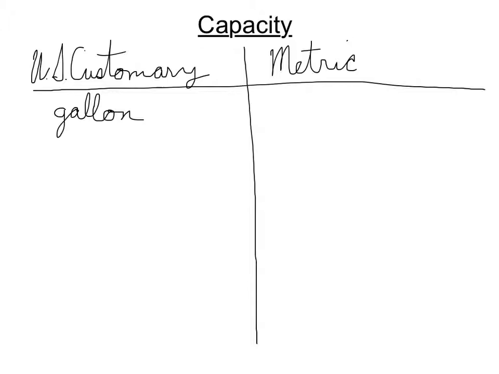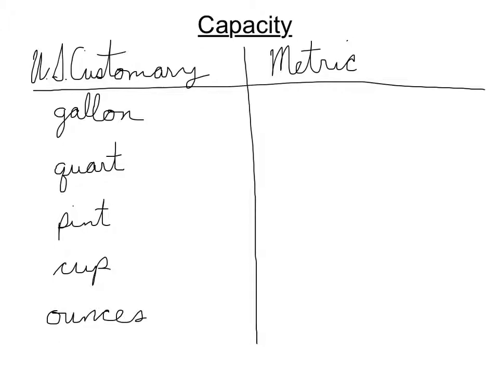A little smaller than that is the quart, and I'd like you to skip a space as you write that. We're going to go back and fill it in a second. And then skip another space. Underneath the quart is the pint, and a little bit smaller than a pint we have a cup, and a little bit smaller than cups we have ounces. Now technically we can go smaller into tablespoons and teaspoons, but we're not going to today.